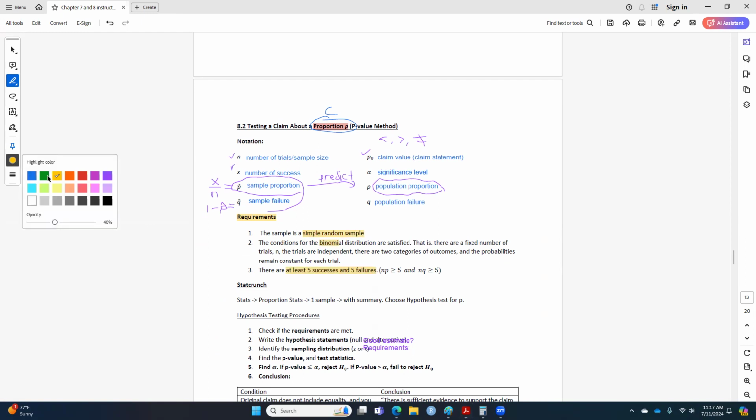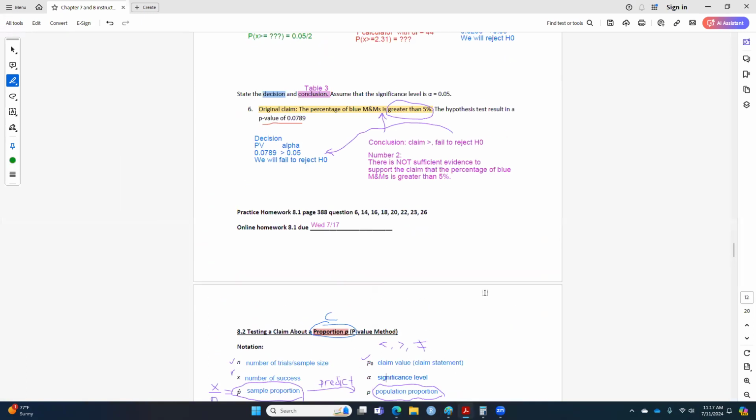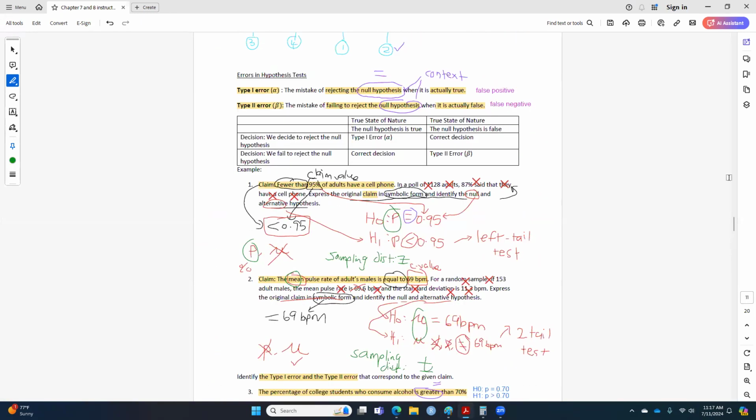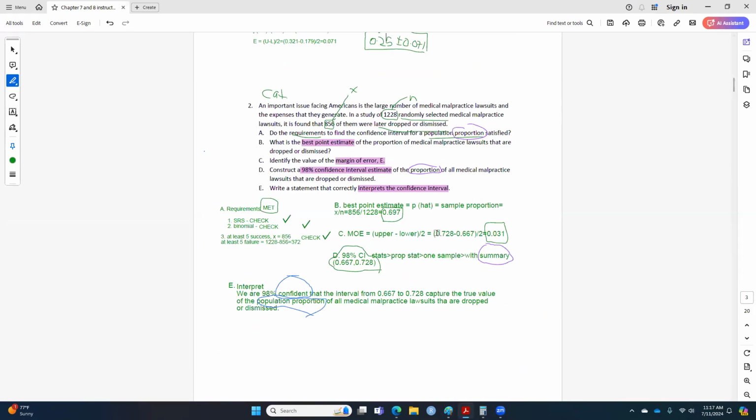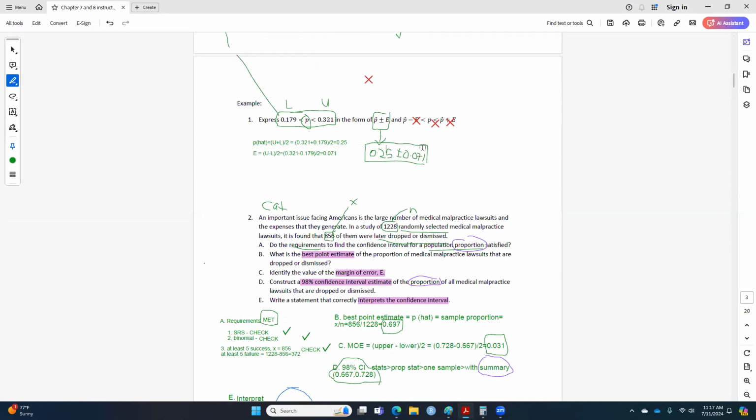StatCrunch, for StatCrunch, we are doing Stat, Proportion Stat, One Sample, With Summary. Wait a minute, this is exactly the same as what we just did in 7.1. Okay, yes, you are correct. In 7.1, when you find the confidence interval, we are doing the same thing.